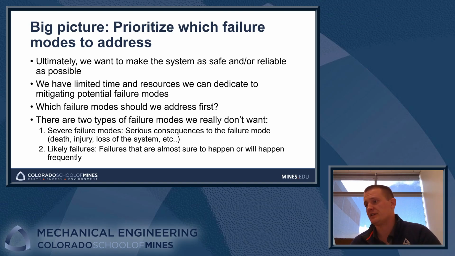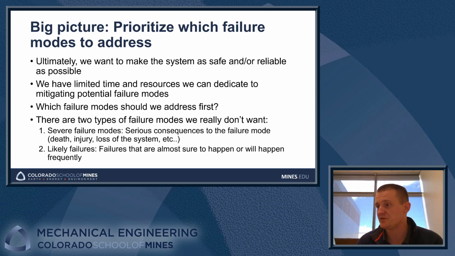All right, so this really leads us into the big picture of why we are doing this risk and reliability engineering analysis. Ultimately, we want to make our system as safe and reliable as is reasonably possible with the resources and constraints of our problem. We only have so much time and so many resources that we can dedicate to mitigating potential failures and making our system more reliable. So we have to prioritize all the possible failures that could occur. Which of these failures should we prioritize?